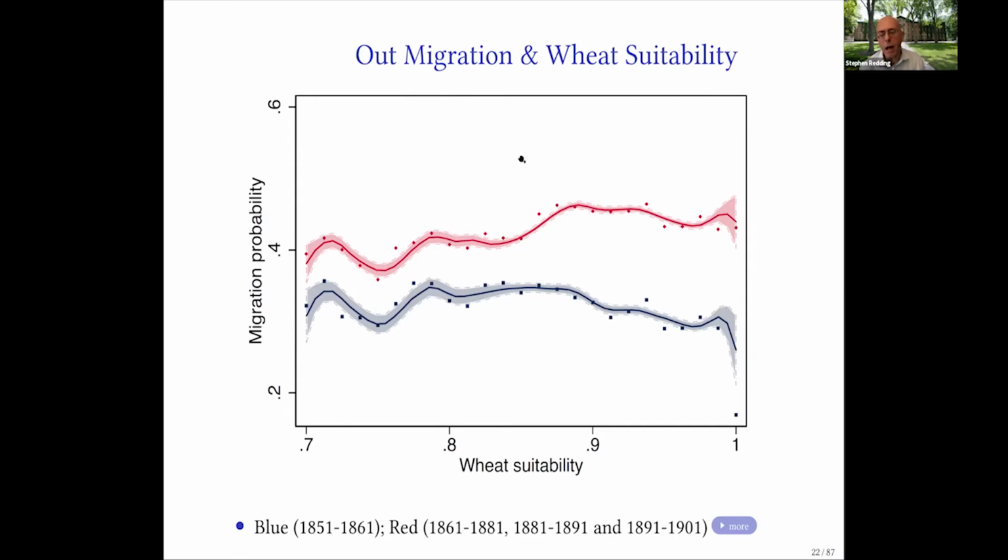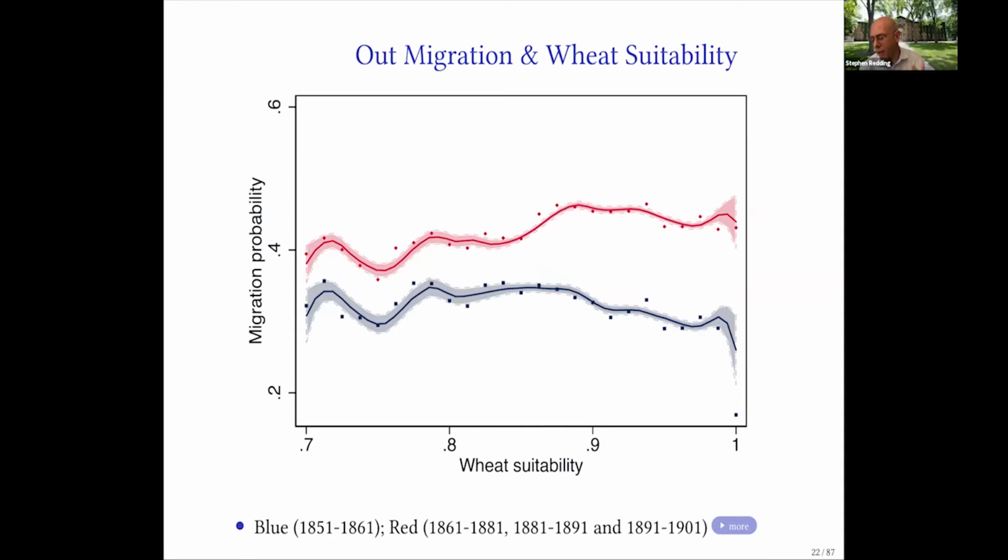What am I showing here? I'm showing the probability that you out-migrate from a parish, and I'm graphing that against the initial wheat suitability of the initial parish in which you're located. I'm looking at those migration probabilities from 1851 to 61 in blue. That's the first year where we have the individual level data and we can compute migration probabilities.